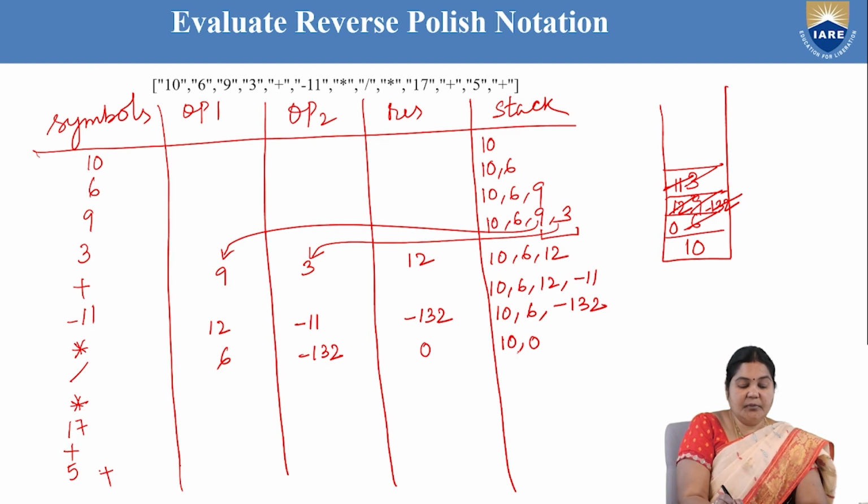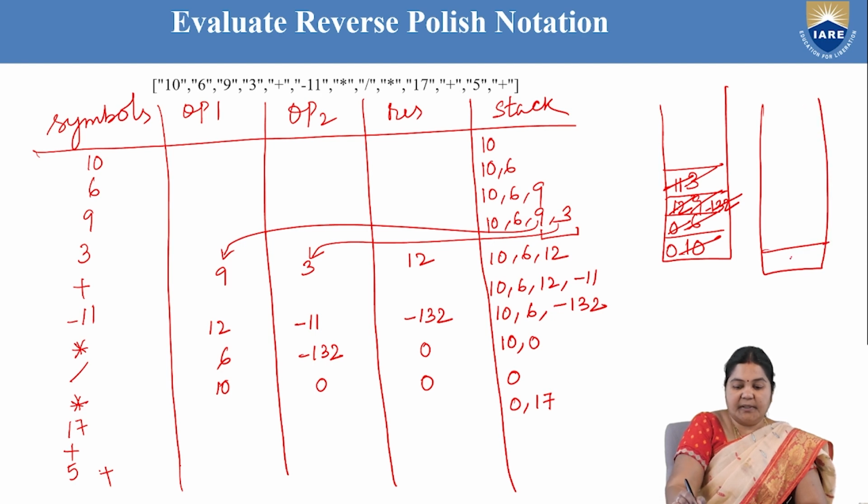Right. Then we have a star operator. So we will write here 0, and here 10. So 10 into 0 becomes 0. Now your stack contains 0. Next, 17 has come, so we'll push it onto the stack. So 0, 17. We'll write down another stack over here for better clarification. So now it is like this: 0 and 17 are there on the stack.